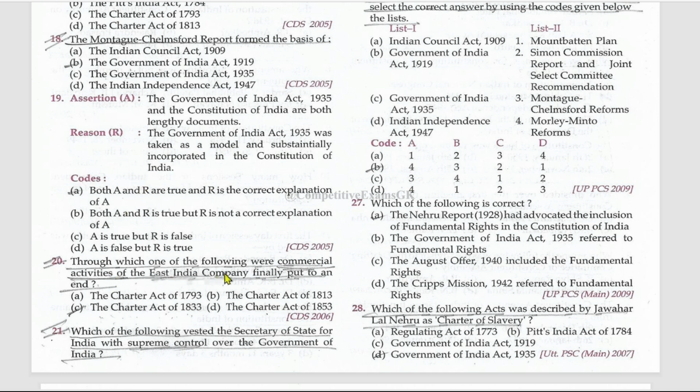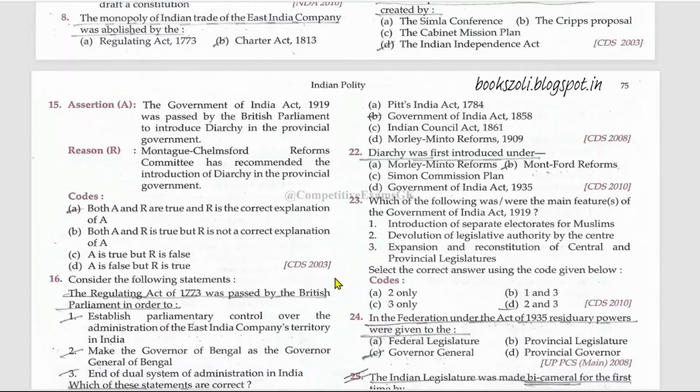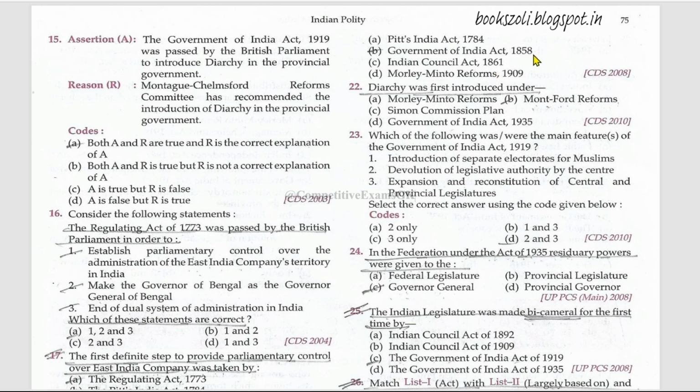Through which one of the following were commercial activities of the East India Company finally put to an end? The Charter Act of 1833. Which of the following vested the Secretary of State for India with supreme control over the Government of India? Government of India Act 1858. Diarchy was first introduced under Montagu-Chelmsford reforms.